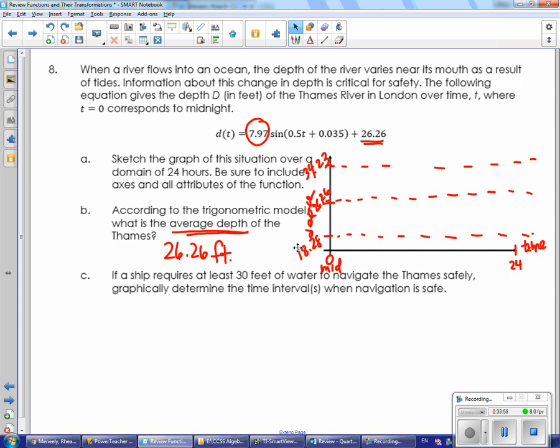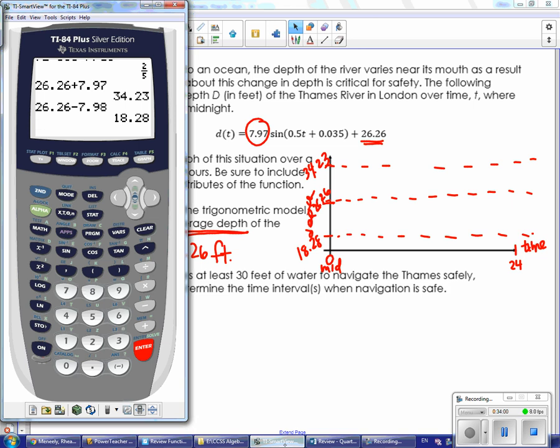This is where you're going to have to use your calculator. So when I graph this on my calculator, I'm going to go into y equals. If I have anything in there, I'm going to go ahead and clear it out. Make sure that none of your plots are highlighted so that you know that they're all turned off. And I'm going to go ahead and type in my function.